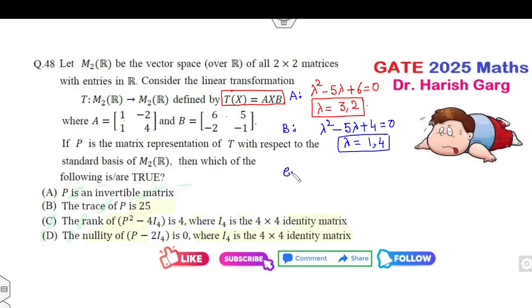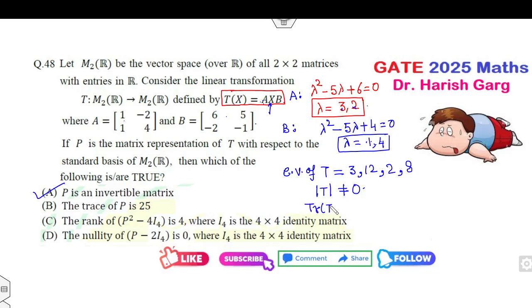So can you find the eigenvalues of the matrix T? T is the multiplication of A and B, with X as the standard basis. A into B: 3 into 1 is 3, 3 into 4 is 12, 2 into 1 is 2, 2 into 4 is 8. Once you know the eigenvalues, you can clearly say the determinant is non-zero, so A is an invertible matrix, which is satisfied.